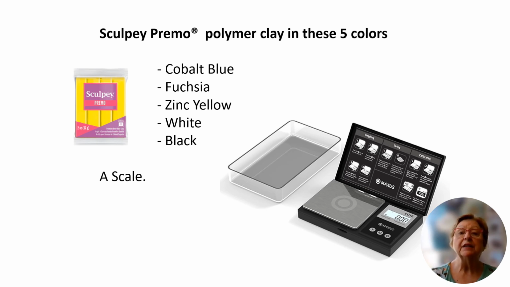The app uses Sculpey Primo colors: cobalt blue, fuchsia, zinc yellow, white, and black. You will also need a scale, and it needs to be able to weigh with precision up to hundredths of grams. This scale is one that I purchased on Amazon. It works great. It's inexpensive. There's a link to it below the video and also on my webpage.